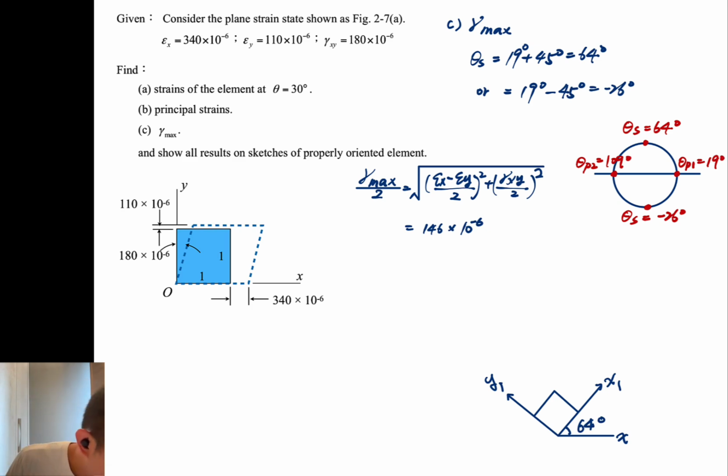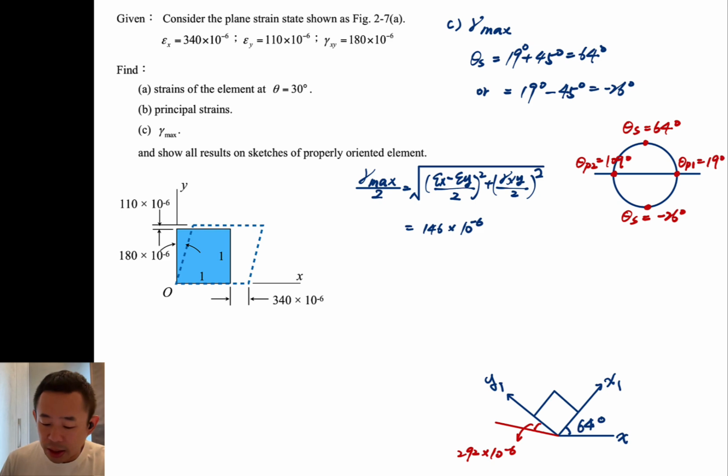All right, so you will have the gamma mix divided by 2, right? And 146 times 2, you will have 292. 292 times 10 to minus 6. You know where it is, right? You need to times 2. You can get this, right?